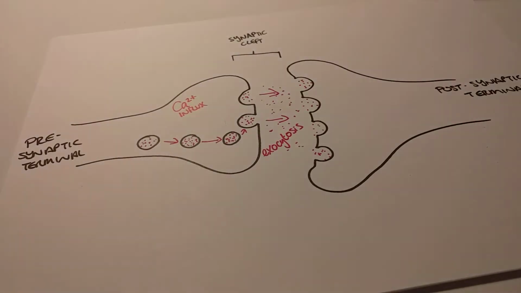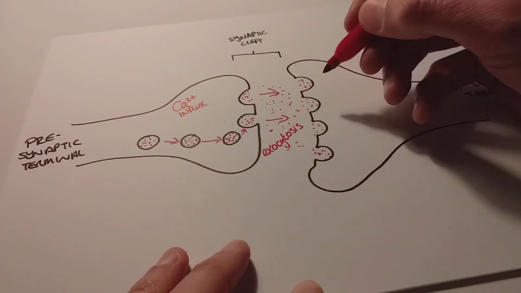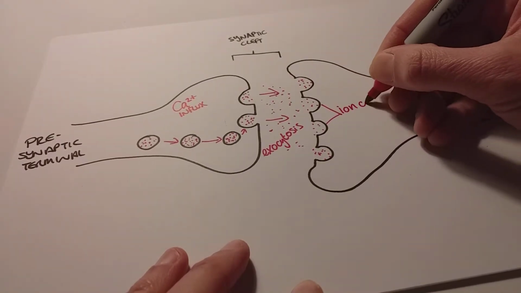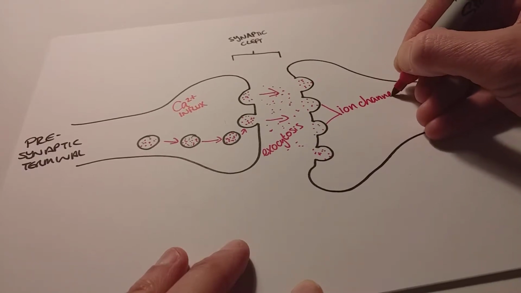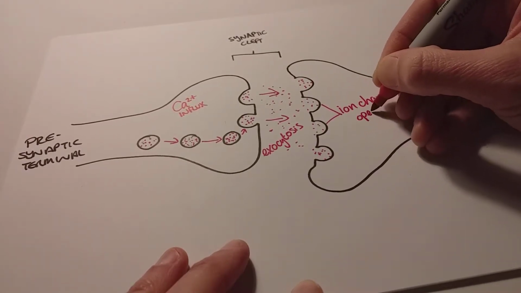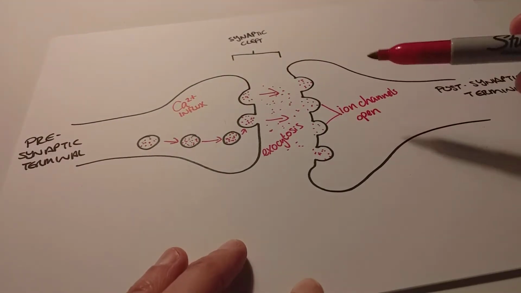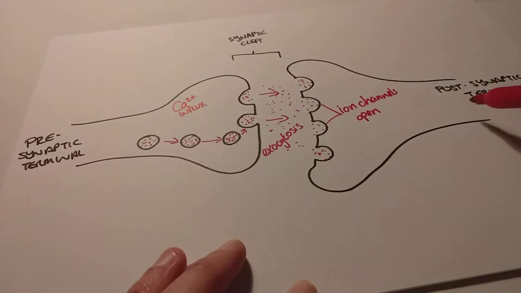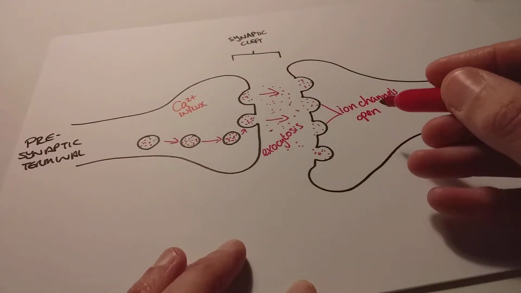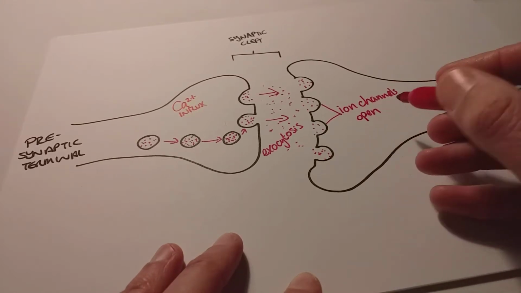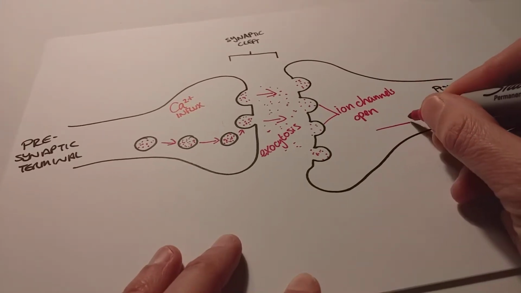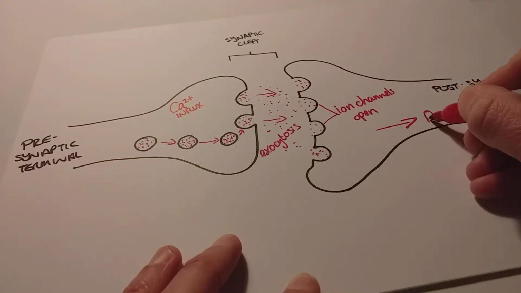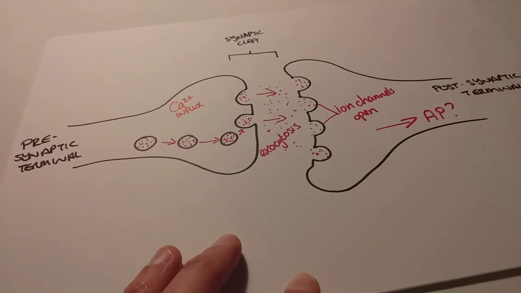So these ion channels open, and they accept the neurotransmitters. And this is your postsynaptic terminal. And these neurotransmitters can continue their merry way and potentially make an action potential.